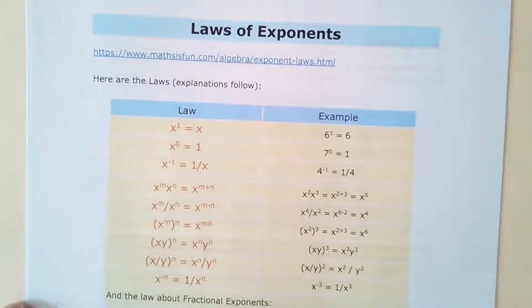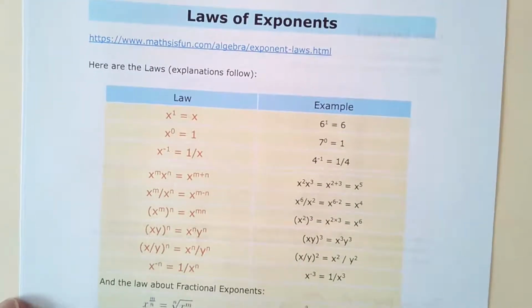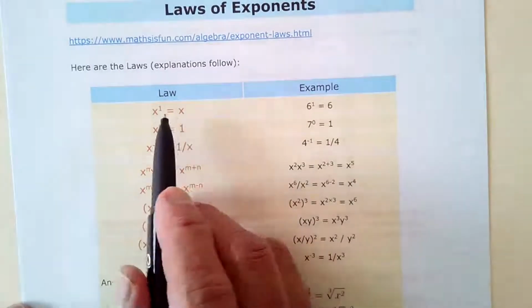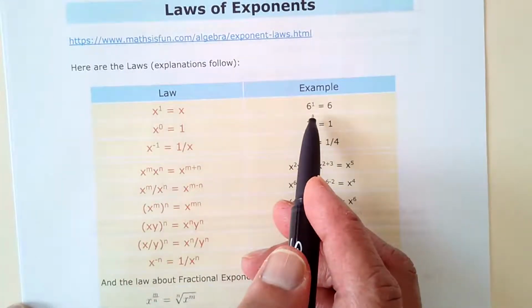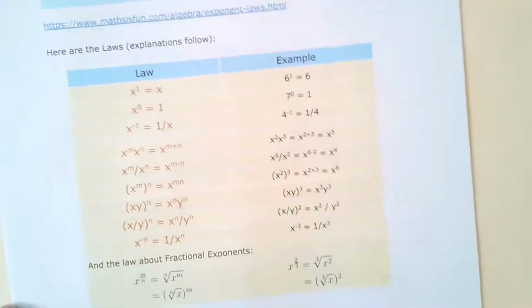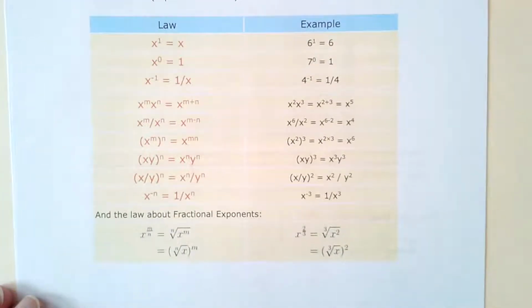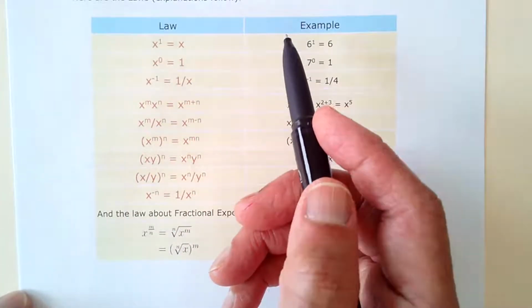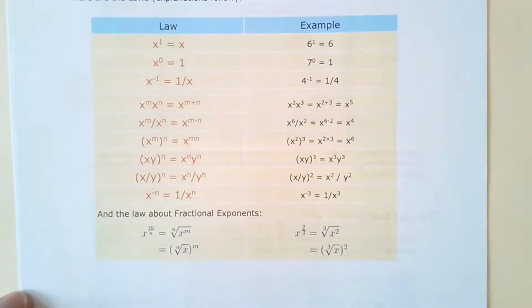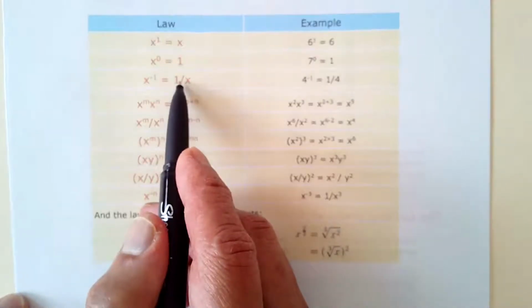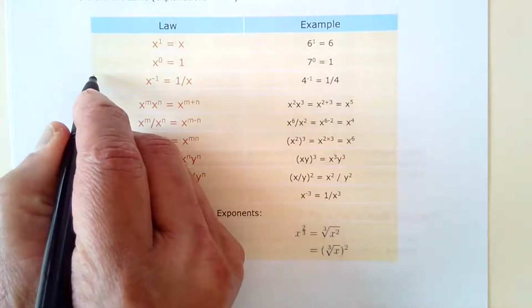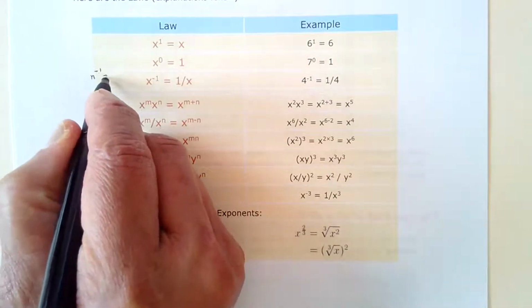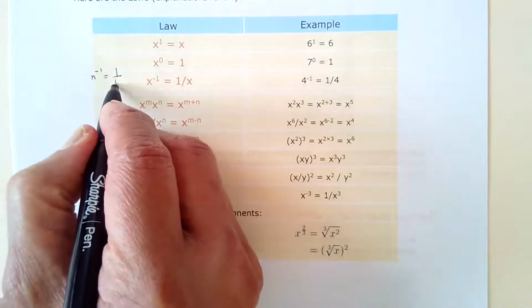Just a quick review of the laws of exponents. x to the power 1 is equal to x. For example, you have 6 to the power 1. x to the power 0 is 1. So anything to the power 0, except for 0, is 1. And we have x to the negative 1 is 1 over x. This applies to the rule: x to the negative n is 1 over x to the power n.